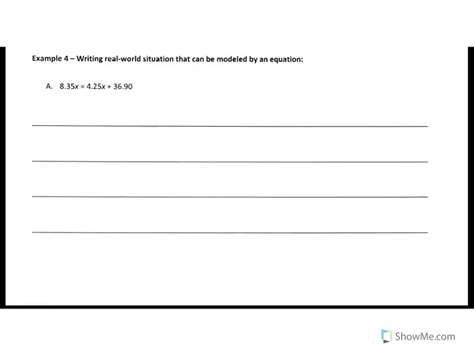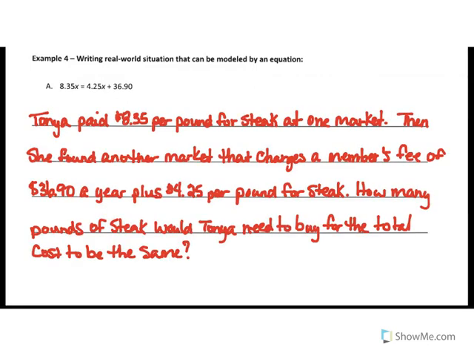Here is my sample real world situation for this equation. Tanya paid $8.35 per pound for steak at one market. Then she found another market that charges a member's fee of $36.90 a year plus $4.25 per pound for steak. How many pounds of steak would Tanya need to buy for the total cost to be the same? And again, that is just a sample of what I have. I'm sure you had a whole lot better problem situations than this one.